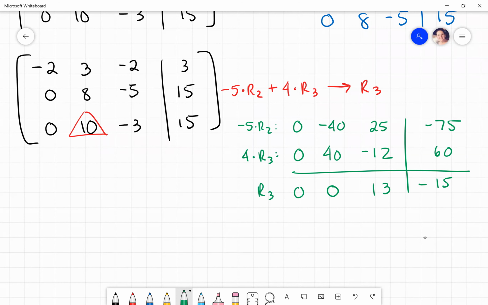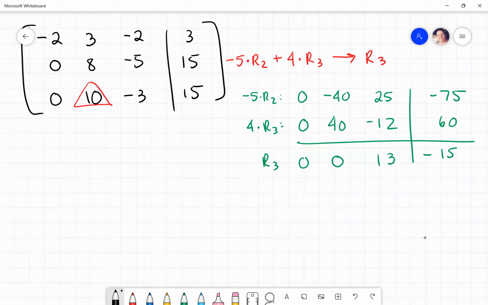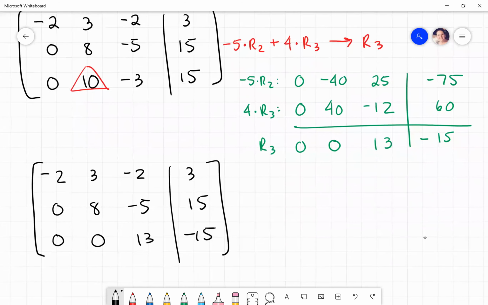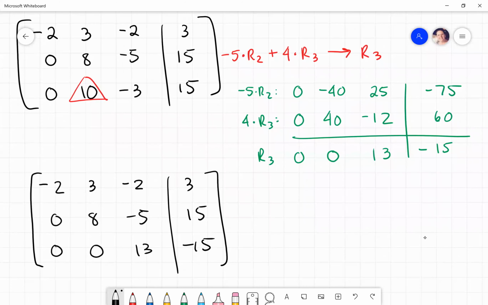Nice. Okay, let's write it down. Row 1 has not changed: -2, 3, -2, 3. Row 2 has not changed: 0, 8, -5, 15. But row 3 is now 0, 0, 13, -15. All right.